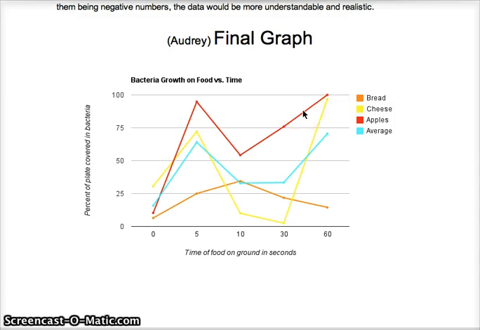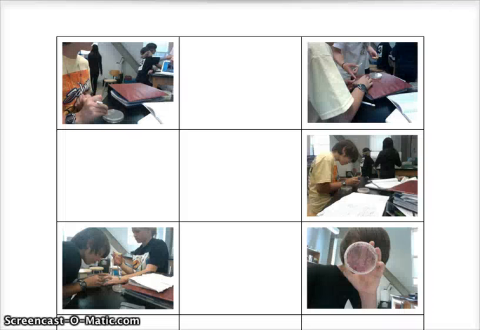We think that this may have happened because some of the plates have gotten contaminated, and maybe the places where we were dropping the food on the ground had different amounts of bacteria on it in the beginning before we started the experiment. This has been a presentation from Table B Bacteria Experiment.